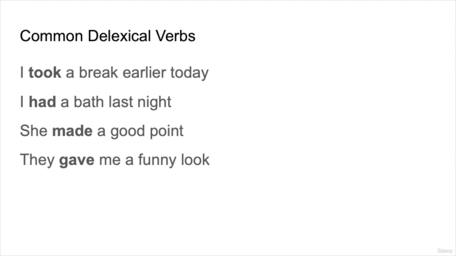While there are actually more than 4 dilexical verbs, we are going to focus on the 4 you see below. So here we have in past tense, took, had, made, and gave, from take, have, make, and give. So our 4 examples sound like this. I took a break earlier today. I had a bath last night. She made a good point. They gave me a funny look. Let's practice using these in the next one.